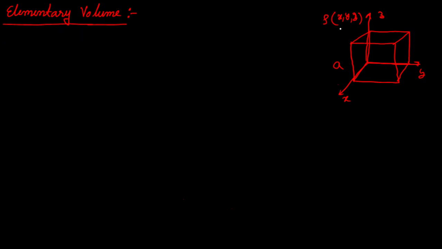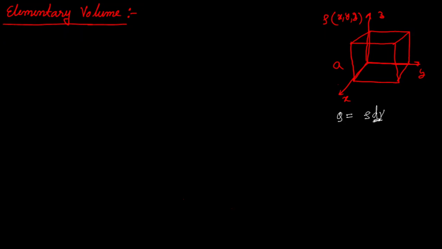But since rho is a function of x, y, z, it will be a continuous function. So if rho is continuous, then we can define charge like this: q is equal to rho into dV, where this dV is the elementary volume. And what is the elementary volume? We have to break down this large volume into small volumes, and the smallest possible volume is called the elementary volume.